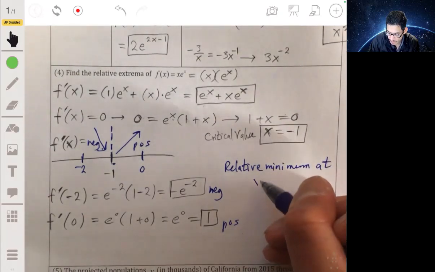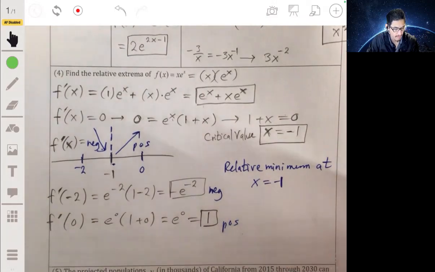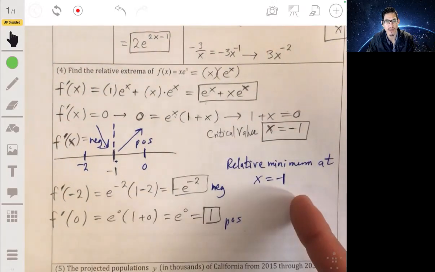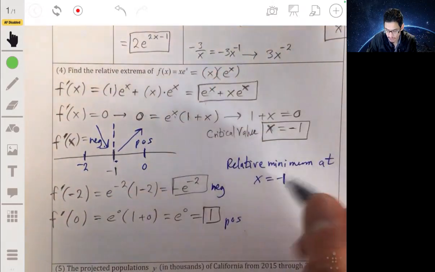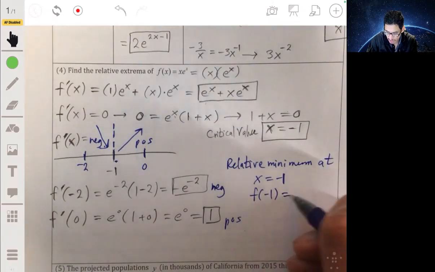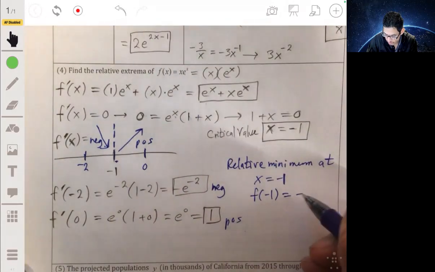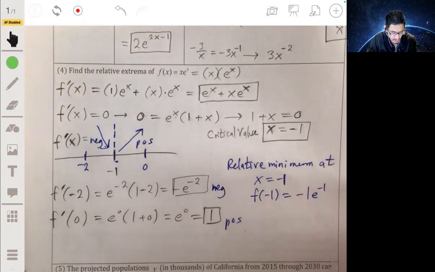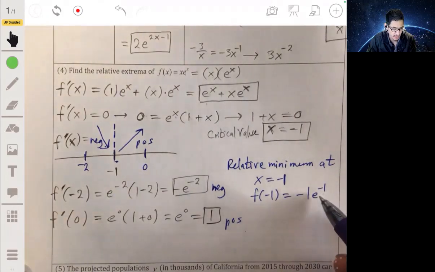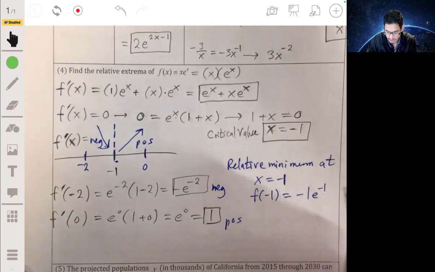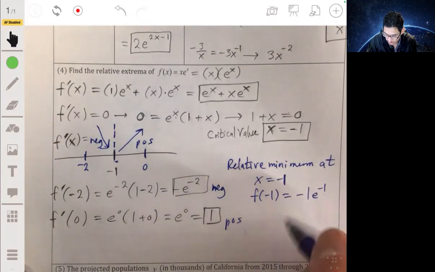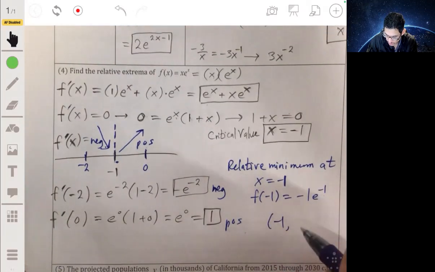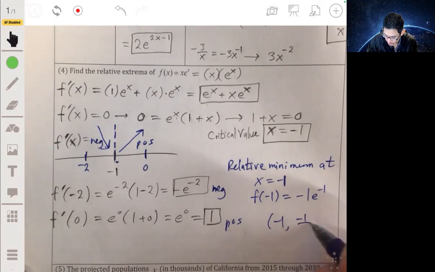So a relative minimum at x equals -1. And if you want to find the y value, we can just evaluate f of -1. F of -1, so -1 times e to the -1. Probably can't get a really exact value, so we'll just leave it like that. So relative minimum at (-1, -1/e).